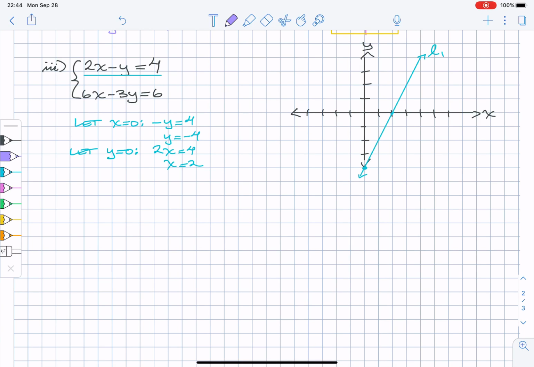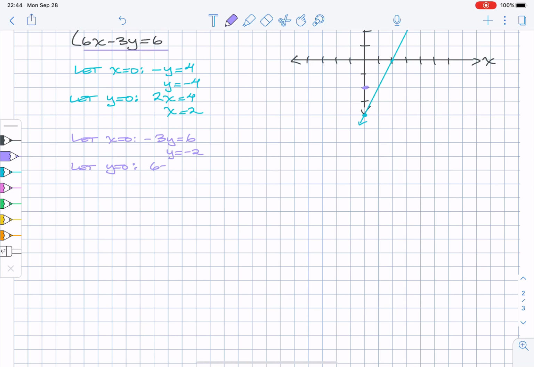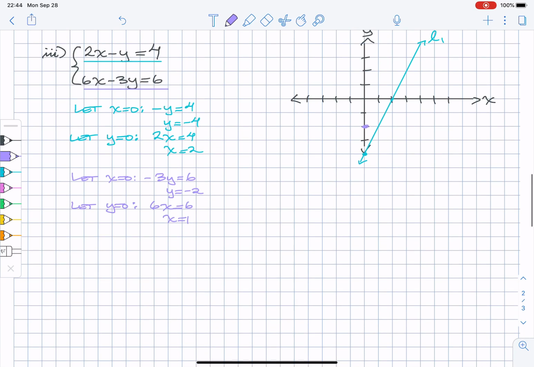Okay, now let's look at line 2. So let's let x equal 0, which means that negative 3y is 6, or y is negative 2. And let's let y equal 0. That gives us 6x is 6, which means that x is 1. Okay, interesting. Let's see what happens here. Looks like the slope is exactly the same.